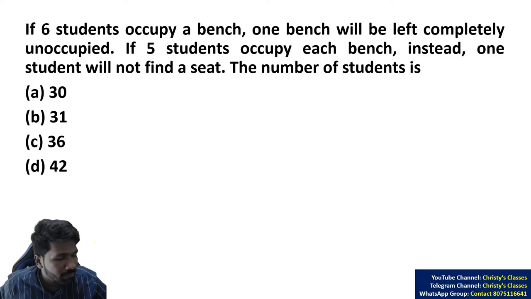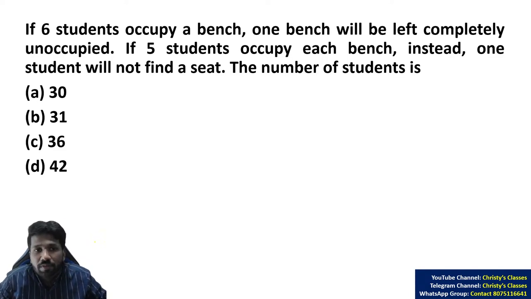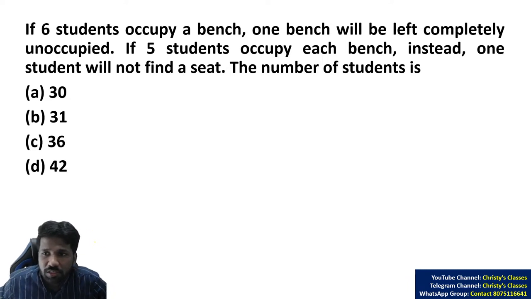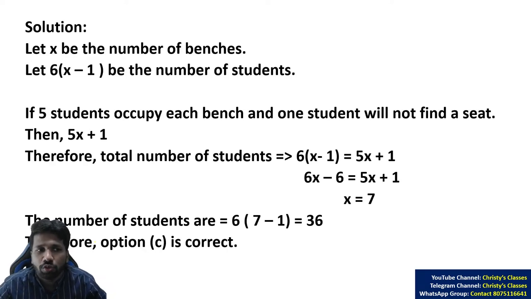Okay, I'll explain. If 6 students occupy a bench, one bench will be completely unoccupied. If 5 students occupy each bench, instead one student will not find a seat. It's a number of students. So we can equate it into the total number of students. If x is the number of benches, we don't know the number of benches, so I assume it to be x.